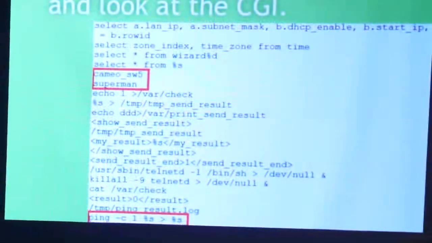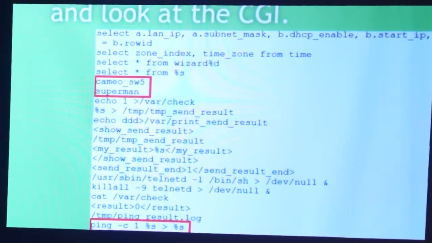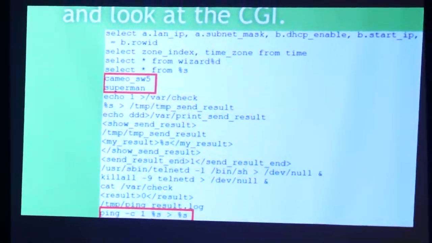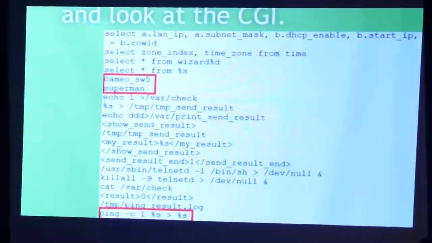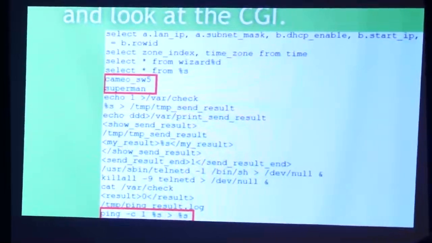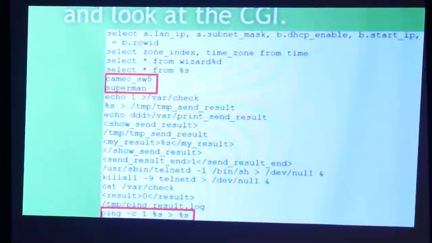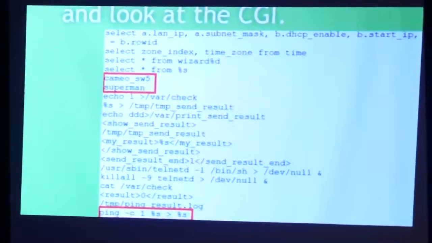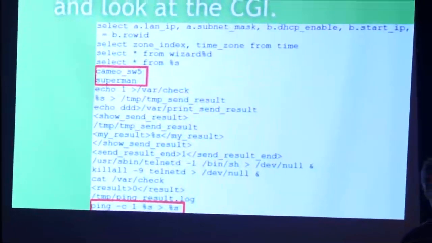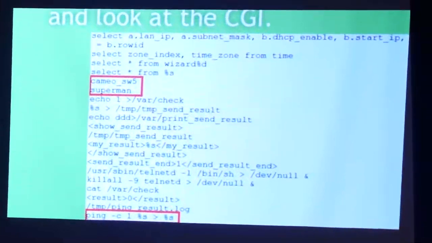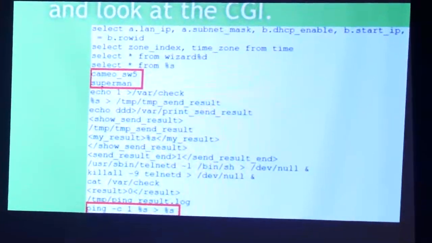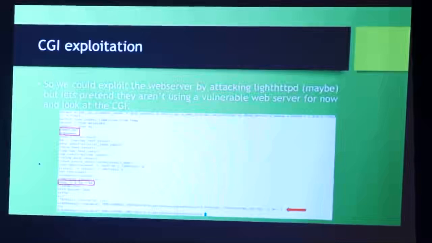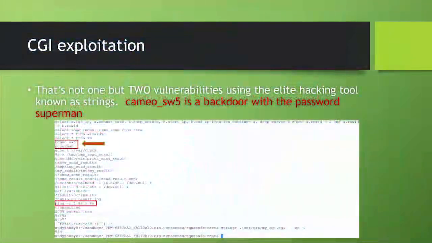So there's two things here, right? cameo_SW5 and Superman after each other. That kind of made me go, huh? And then the next one is ping -c1 %s, and then it pipes that output to a file %s. So that's probably not going to be good. All right, so it turns out cameo_SW5 is a backdoor, and the password's Superman.